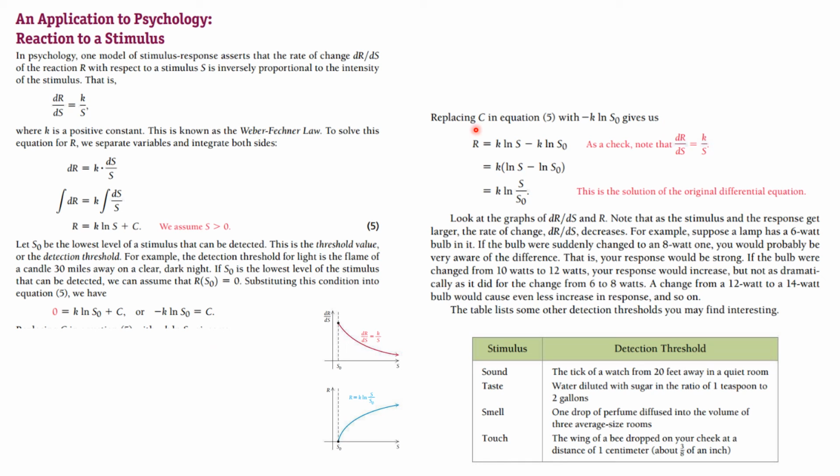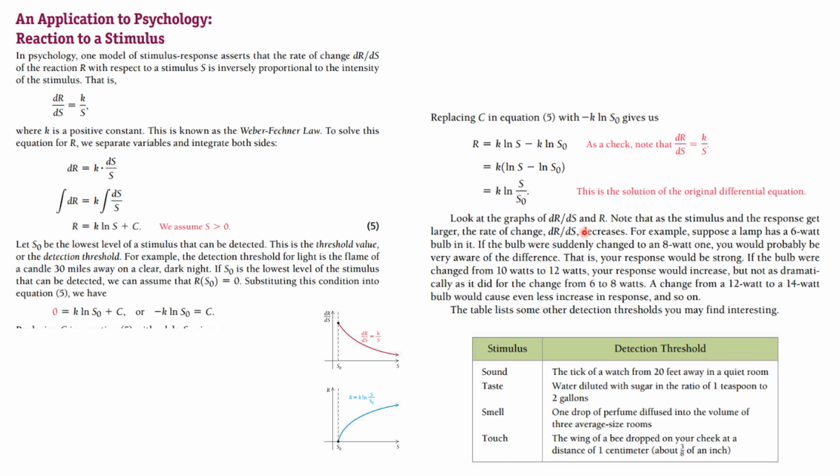So if we replace C in the equation that we have here for 5 with the constant we found, we'll get R is equal to k, the natural logarithm of s, minus k ln of s0. But factoring out the k, this is the difference of the logarithms, which is the logarithm of a quotient. So R is equal to k ln of s over s0. Now this is the solution of the original differential equation.